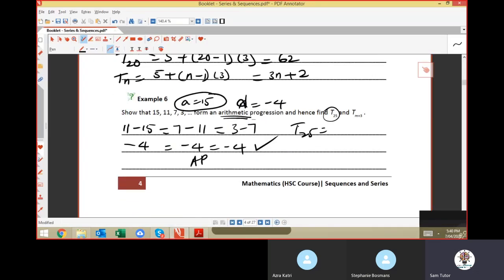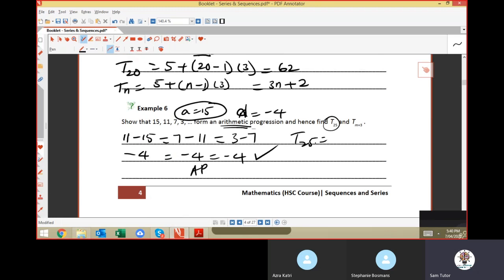So T25, where was I? The common difference is -4, so therefore you just get A plus n minus 1 times D, which is -4. And then it says T of n plus 3. Again, that just means A plus n plus 3 minus 1 times D. Then 3 take away 1 is 2, just expand and simplify it. Any questions up to here?